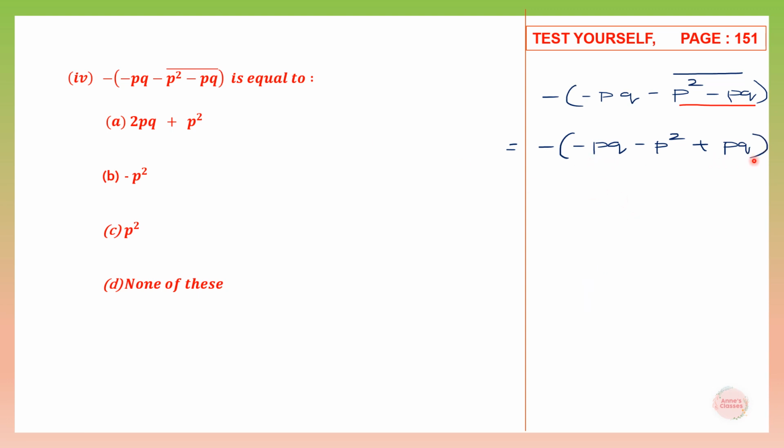Now within the brackets we have like terms. Let's work it out. We have minus PQ plus PQ, that is minus 1 plus 1, that is 1 minus 1 is 0. So this gets cancelled. This also gets cancelled. So we only have minus P square inside. Now here let's multiply. Minus into minus is plus. So this will be plus P square or simply P square. So this is our answer. And if you look at the options, it's option C, which is P square.